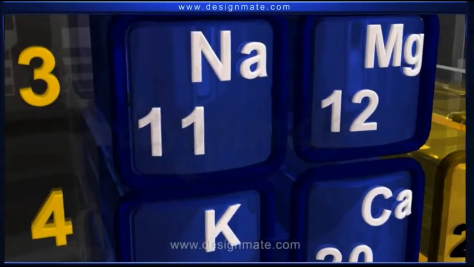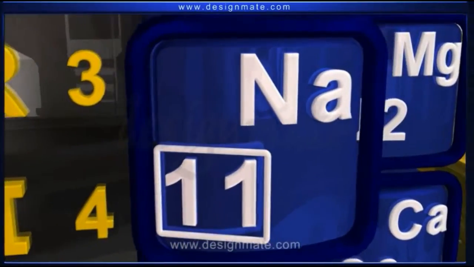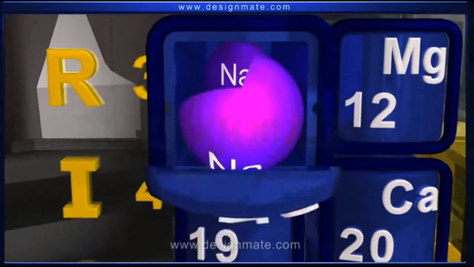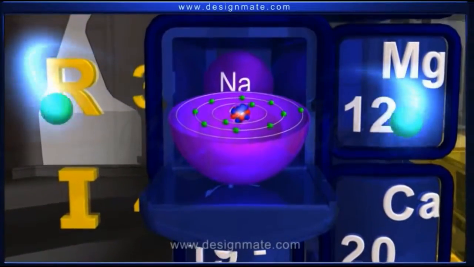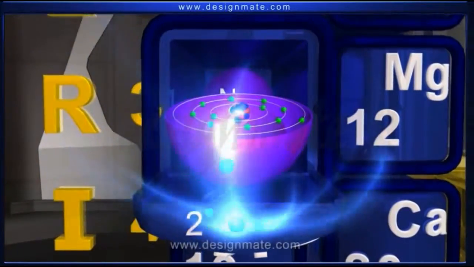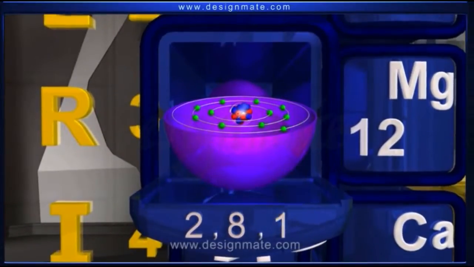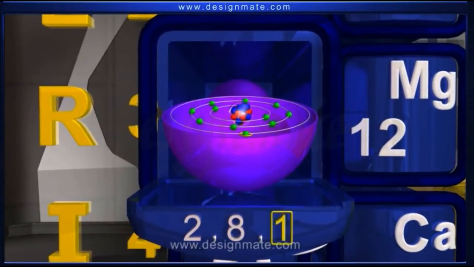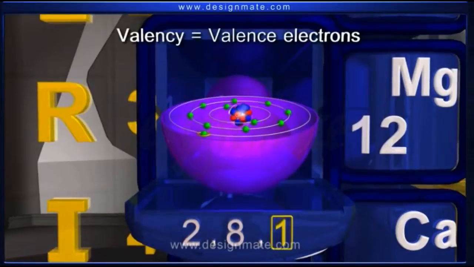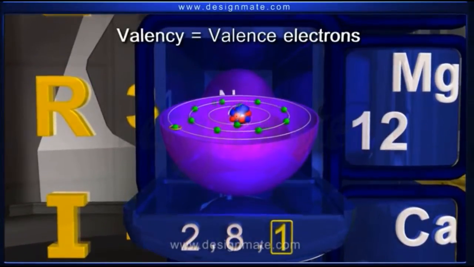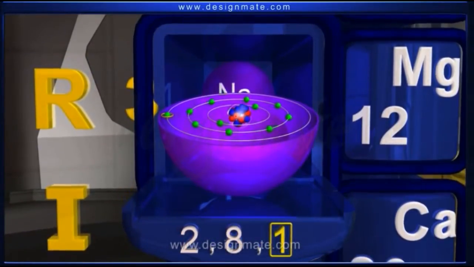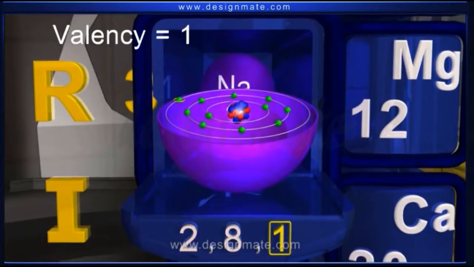Consider an atom of sodium with an atomic number 11. It has an electron configuration of 2, 8, 1. Thus, sodium has 1 valence electron. For such atoms, their valencies are equal to the valence electrons. Sodium thus shows a valency of 1.